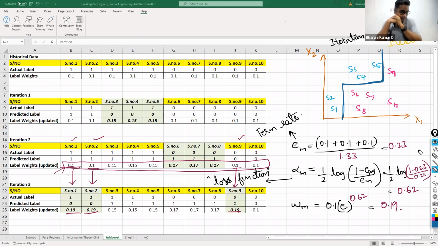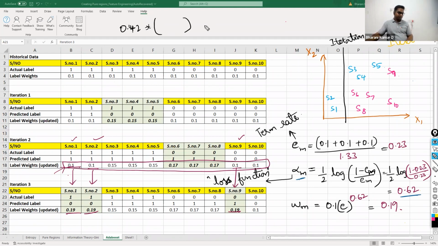Okay, and then when you combine all these models, right? If you look at this alpha, which is a loss function, this 0.62. After iteration 1, we got a classifier like this. And you know what? This alpha term was 0.42. That was a weightage given, multiplied by this, whatever is the classification result.